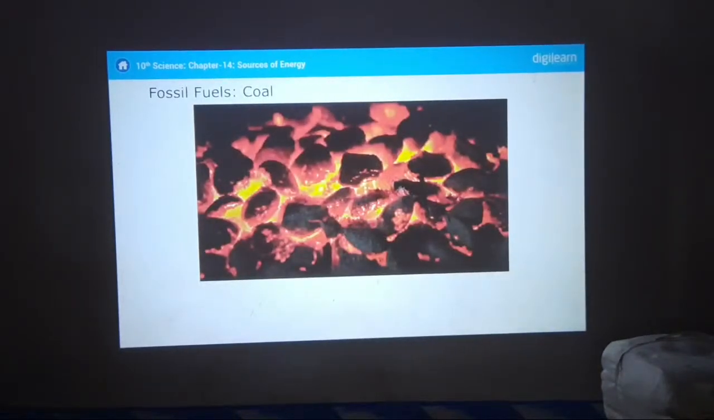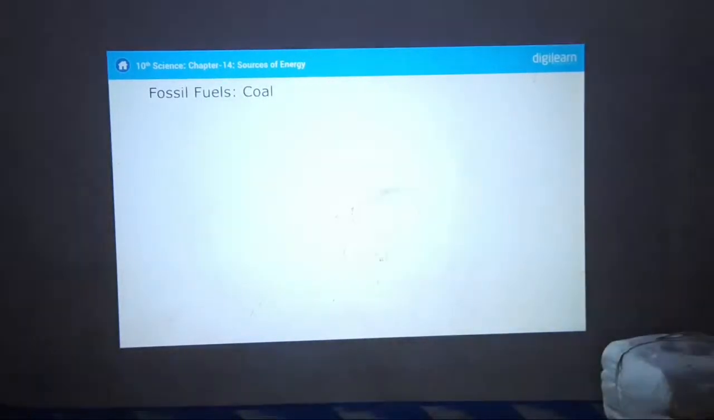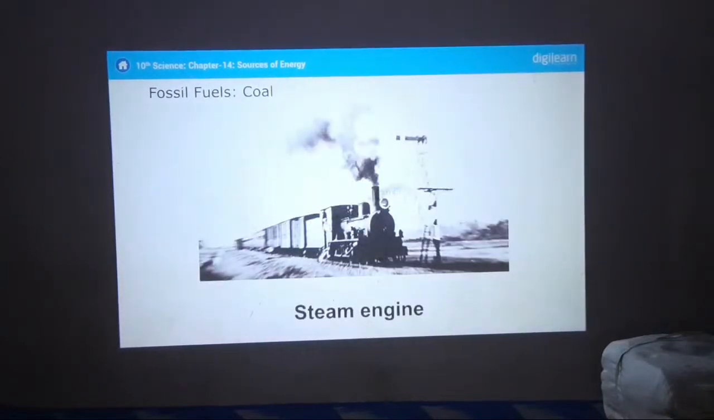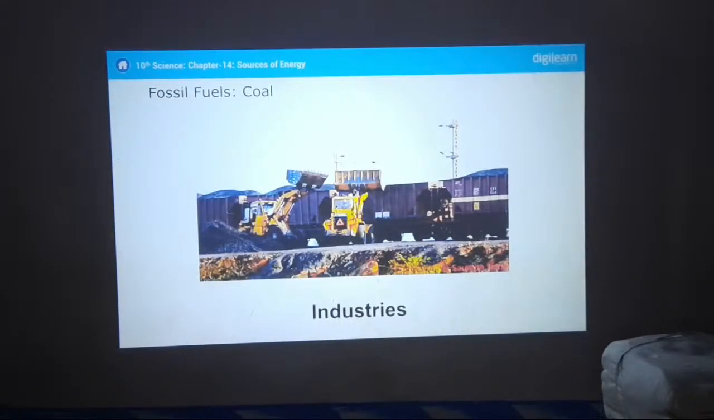Fossil fuels. Coal. Coal was formed millions of years ago. The plants got buried under swamps, and due to high pressure and high temperature inside the earth, they were converted into coal. Coal is the highest used energy source in India. During the days of the steam engine, coal was used in steam engines. Moreover, coal was also used as kitchen fuel before LPG became popular. Nowadays, coal is mainly being used in the industries.